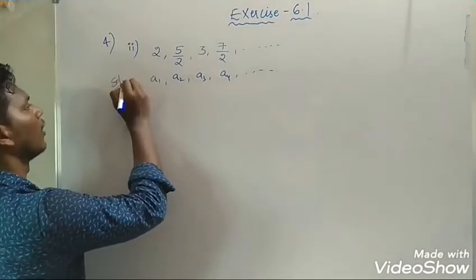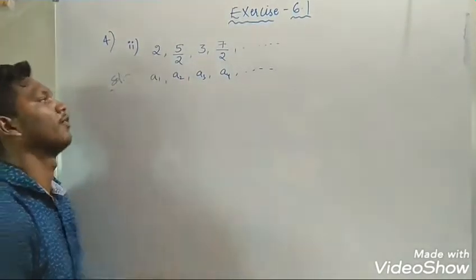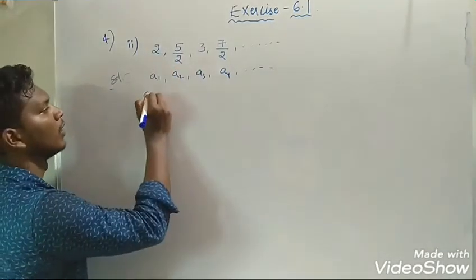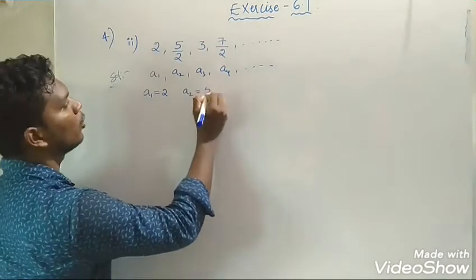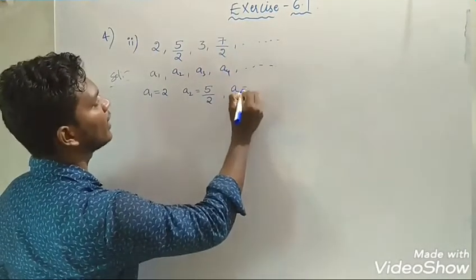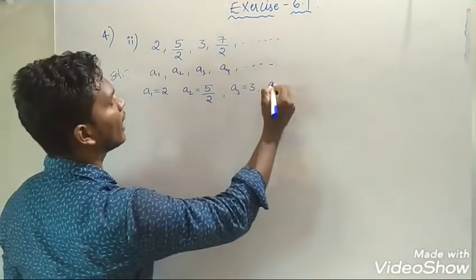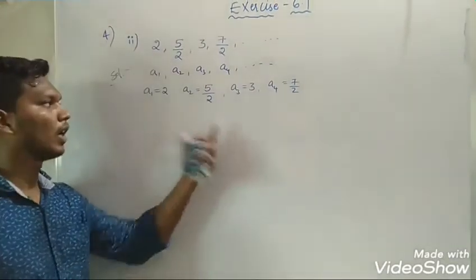Solution. Whenever we compare these numbers in the form A1, A2, A3, A4, what is the value of A1, friends? The value of A1 is 2. A2 is 5 by 2. A3 is 3. Again, A4 is 7 by 2. So first, find the common difference.